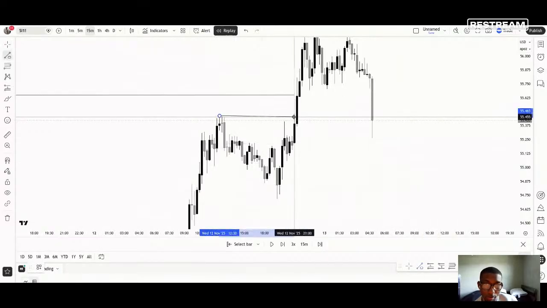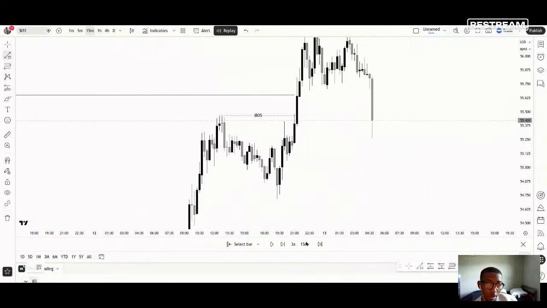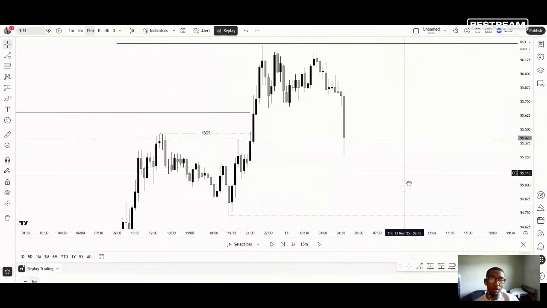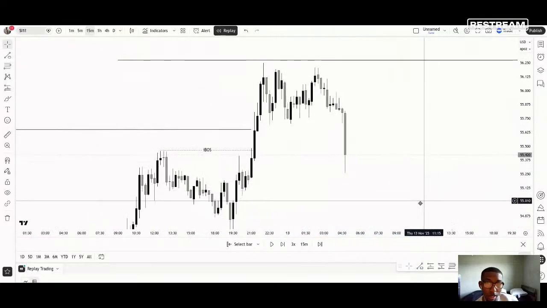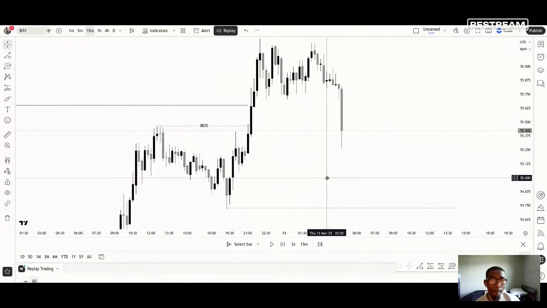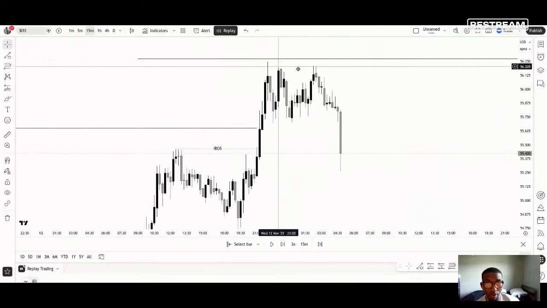My last bullish break of structure is here. Right, internal break of structure. That means this will be my swing low. So basically, when price breaks that low, that is telling me that price is bearish. Right. This is my swing high. Up here is my swing low.